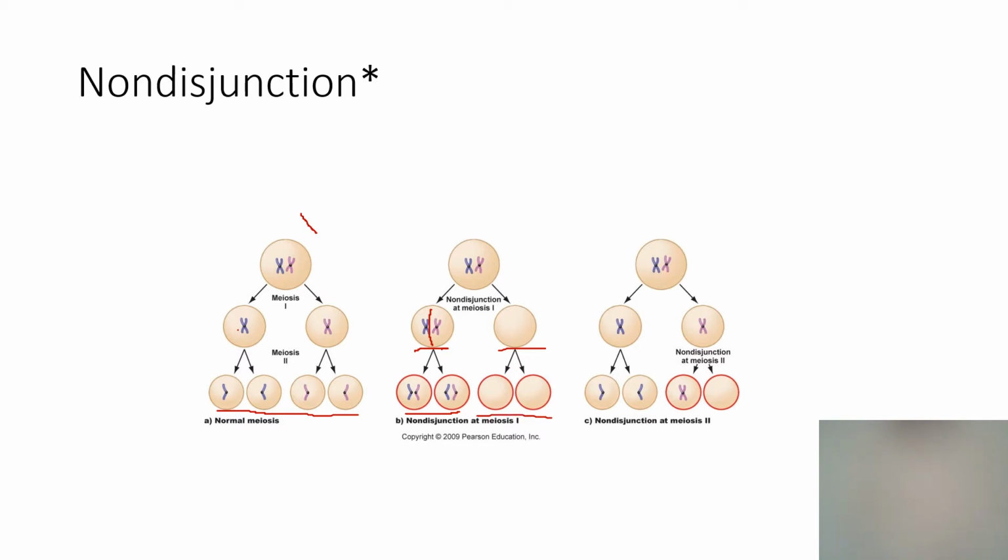If the non-disjunction occurs during meiosis 2, so here in meiosis 1, this is still normal, and then when it goes through, this one right here would be normal in the first 2 cells. So after meiosis 2, these are normal, but here these sister chromatids fail to separate, and so you end up with this cell having 1 and then this cell right here having none. So those would be called non-disjunctions.